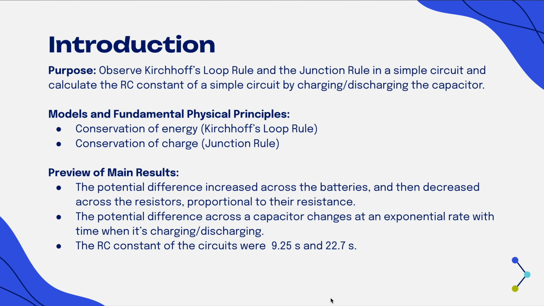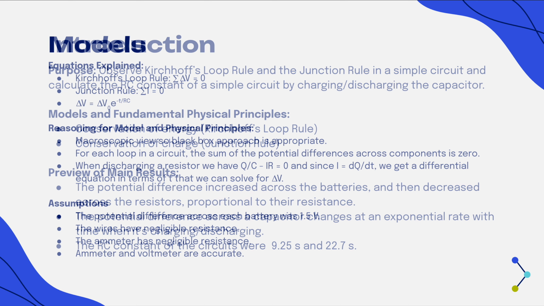Circuits. The purpose of this lab is to observe Kirchhoff's loop rule and the junction rule in a simple circuit, and then we'll also look at charging and discharging a capacitor. So our fundamental principles are the conservation of energy and the conservation of charge. And in a slight preview, we saw that the potential difference increased across the batteries and then decreased across the resistors as expected. And that the experimental values that we found are very similar to the ones listed on the labels for the resistor and capacitor.